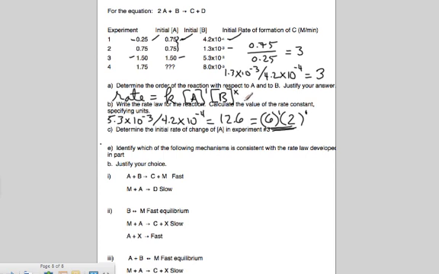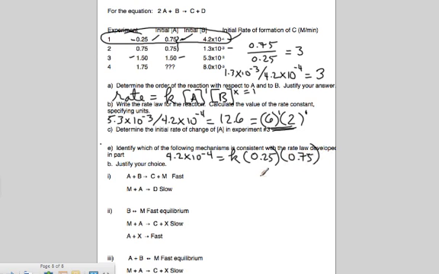Determining the value of the rate constant, we're just going to take one of these experiments and we're going to plug the information in, okay, and solve for K. So 4.2 times 10 to the minus 4 is my rate. That is equal to K times 0.25 raised to the first times 0.75 raised to the first. And I end up with a K of 2.24 times 10 to the negative 3.